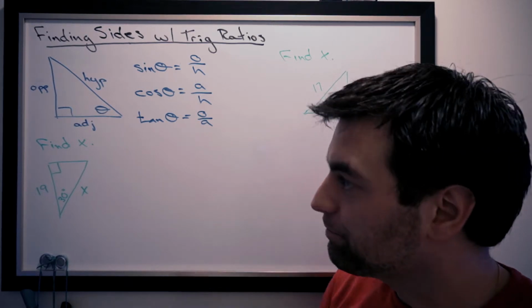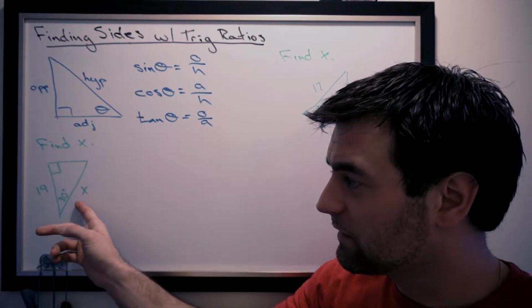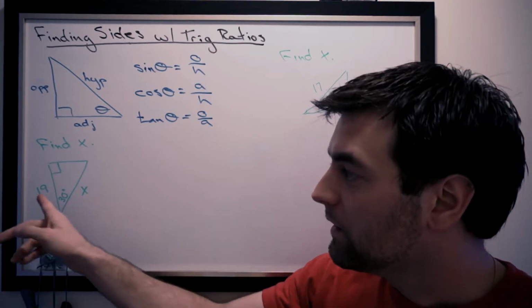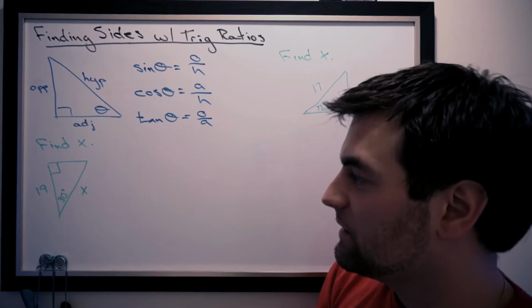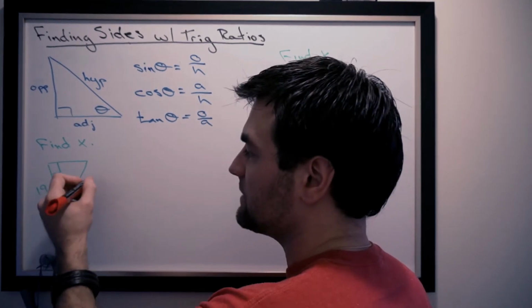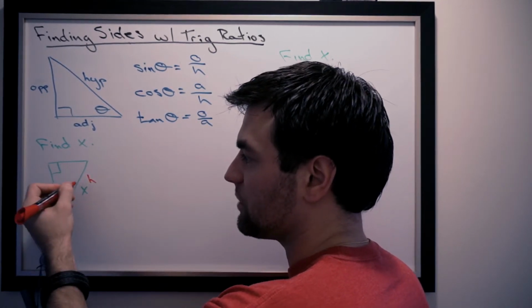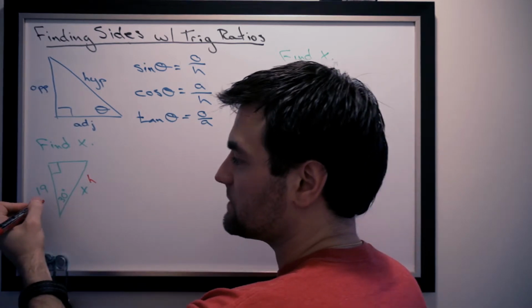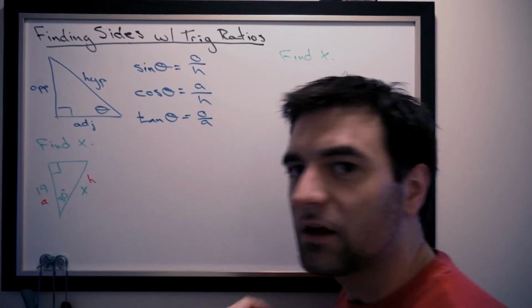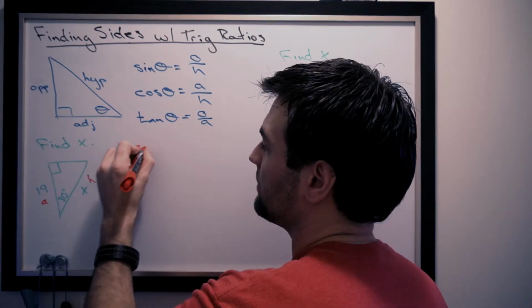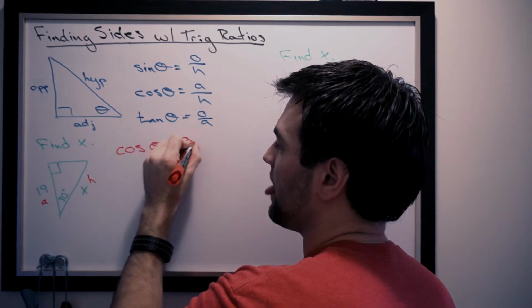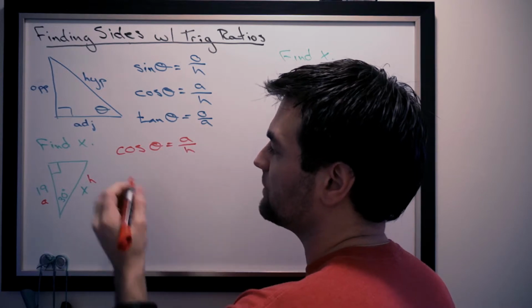Still work with this. And again, we're just going to find the missing value here. So looking at the example, I have an angle of 30 and a side of 19 and then a side of x. The side of x would be the hypotenuse because it's across from the right angle, and this is touching the angle, so it's the adjacent side. Adjacent and hypotenuse is going to require use of the cosine formula. So cosine theta is adjacent over hypotenuse.